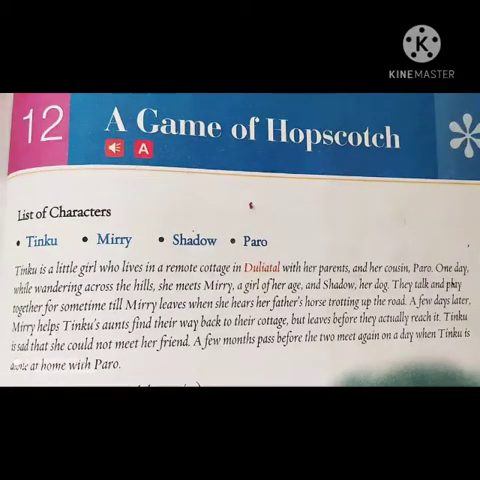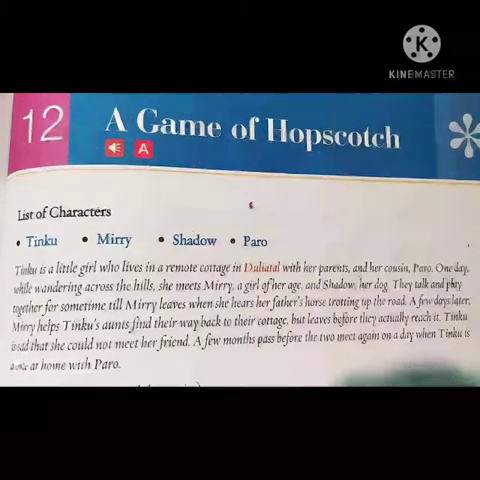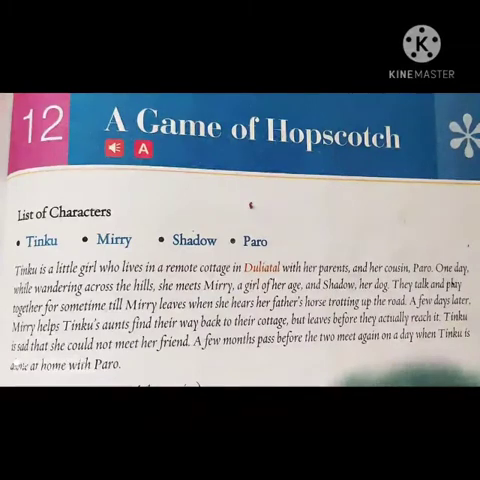This is a story of a little girl called Tinku who lives in a remote cottage in Dulyatal with her parents. What is Dulyatal? Dulyatal is a hill station near Nainital. She lives with her parents and her cousin. What's the name of her cousin? She is called Paro.